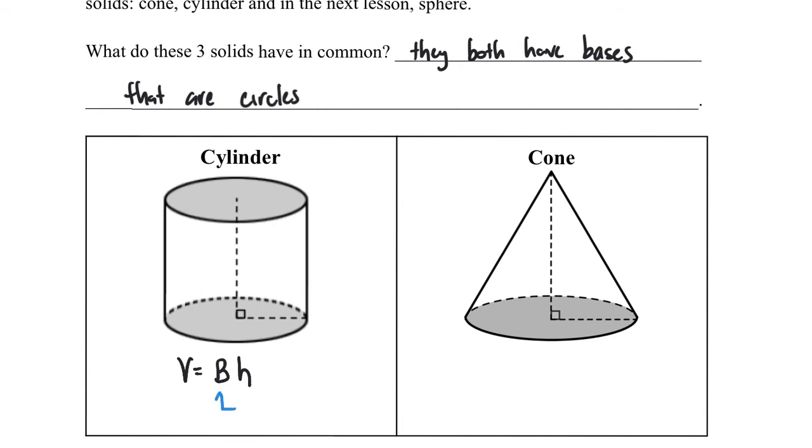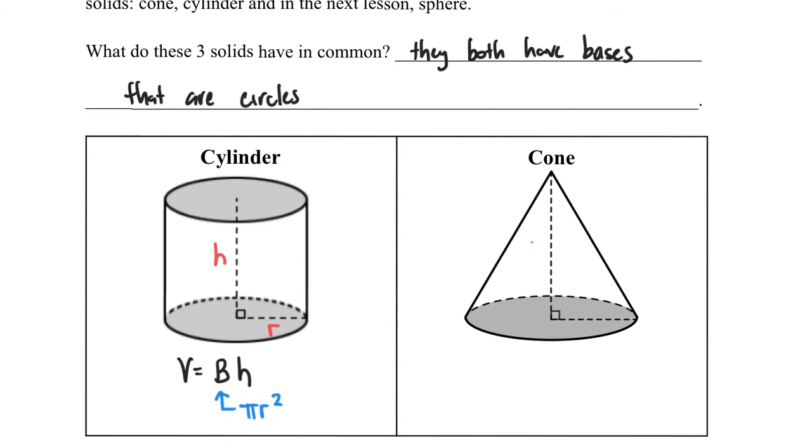And base, in the case of a cylinder or a cone, is the area of a circle, which is pi r squared. Our height is obviously the height, and since we need a radius as part of the circle formula, here's our radius right here. Sometimes they give you the diameter. Make sure you know that a radius is half of the diameter.